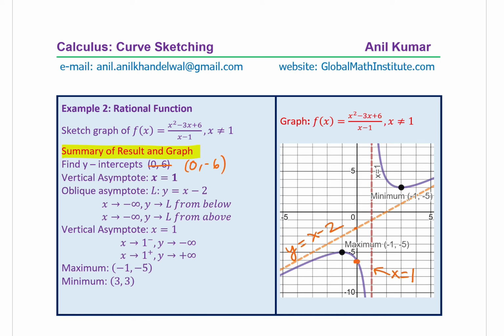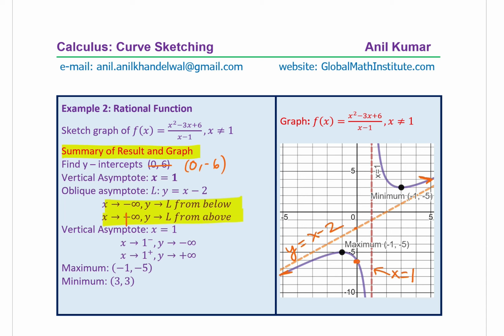The graph is approaching the oblique asymptote. When you are approaching from negative infinity, you approach from below. Do you see that? From below. However, when you are approaching from positive infinity, you approach from above. And that's what we mean by approaching the oblique asymptote from above. Clear? I think that is now absolutely clear looking at this beautiful graph.